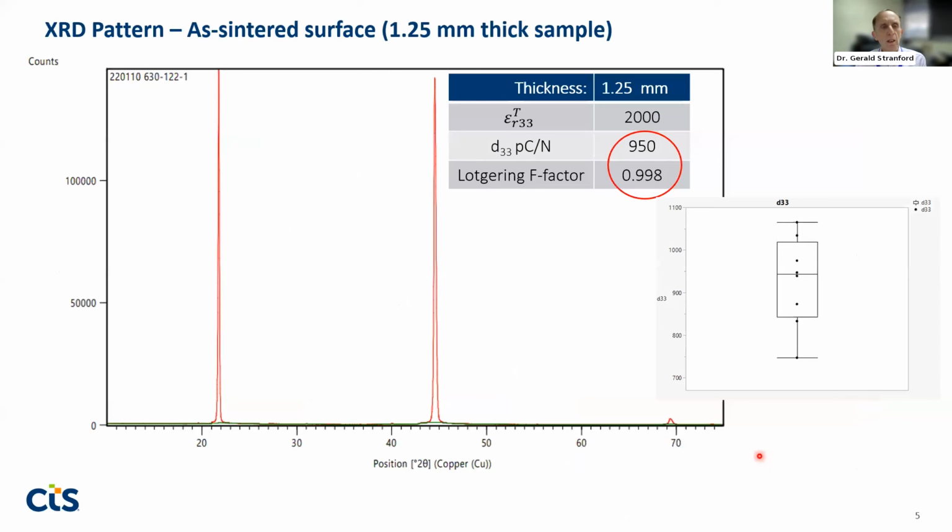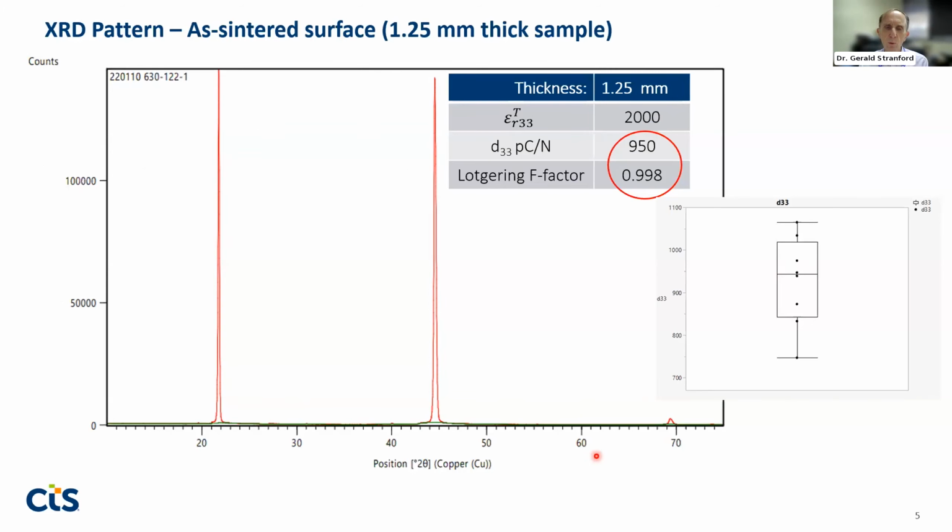Okay. This is an X-ray diffraction pattern of an as-sintered surface for a 1.25 millimeter thick sample. About 3 years ago, when we first started working with Mark's team, just to get a feel for how we could get good texturing, we had our facility in Denmark tape cast some material for us and do a layup that was roughly 1.25 millimeters thick.